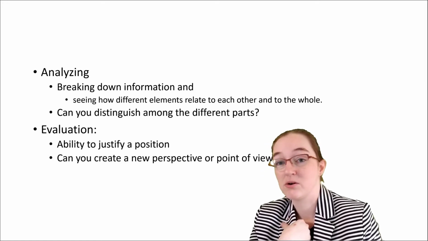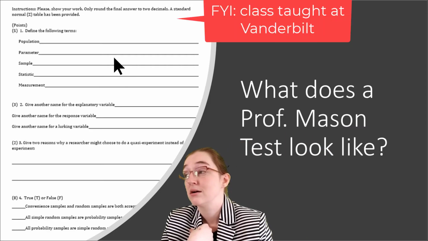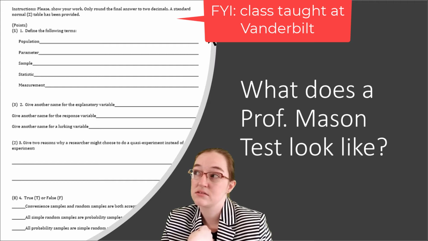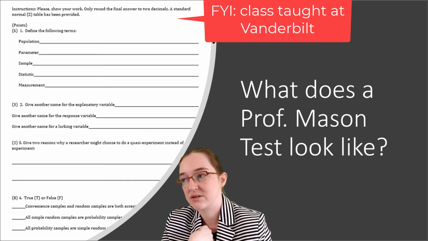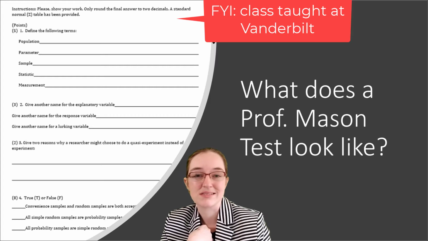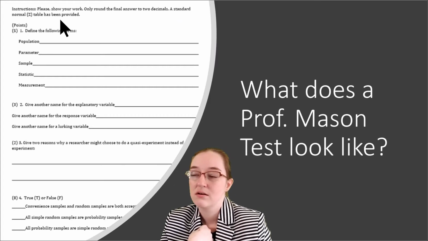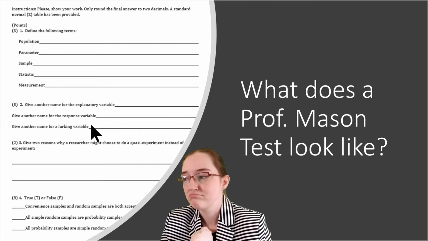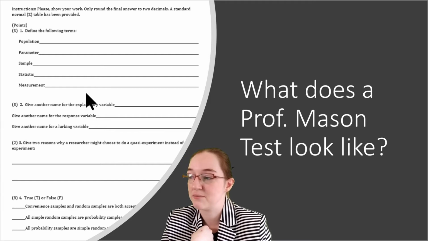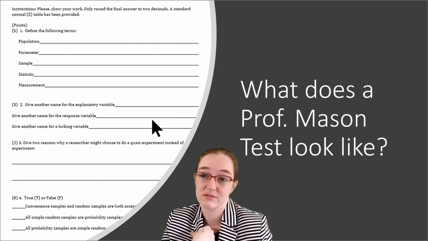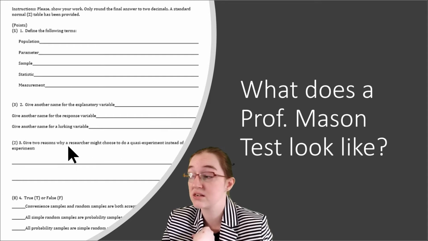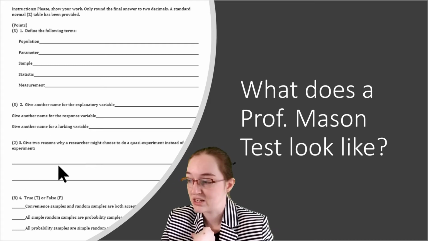Alright, so what does a Mason test look like? Here, as we can see. Now this test was for my statistical analysis class, so it's closer to the 412 class, I think, with research methods, where it's the non-experimental one. And so here I had defined the following terms. These are like remembering questions. These were kind of content specific: give another name for an explanatory variable, because there's lots of different common ways to describe it. Here we've got give 2 reasons why a researcher might choose to do a quasi-experimental design instead of an experiment. And some basic true-false stuff.